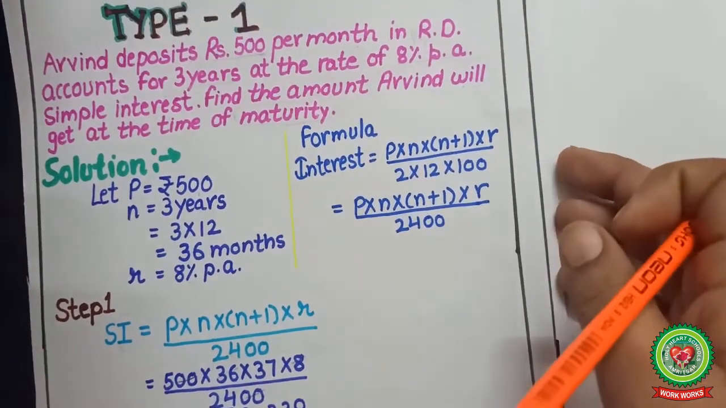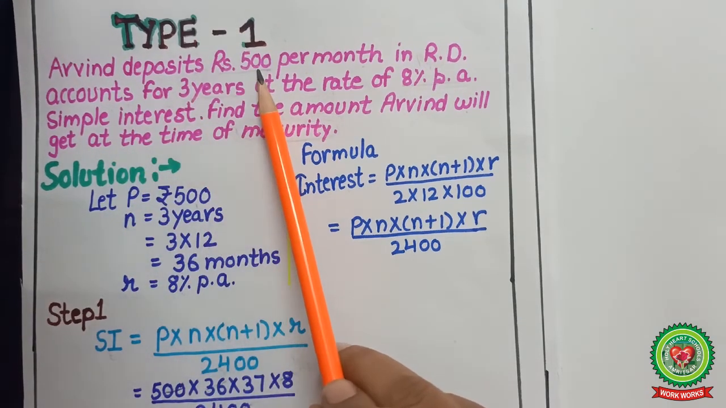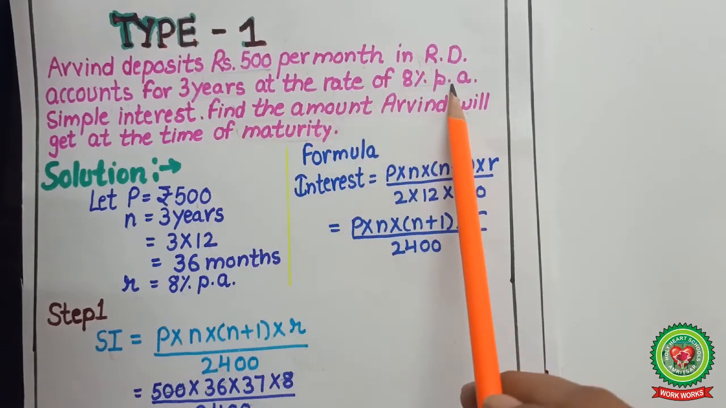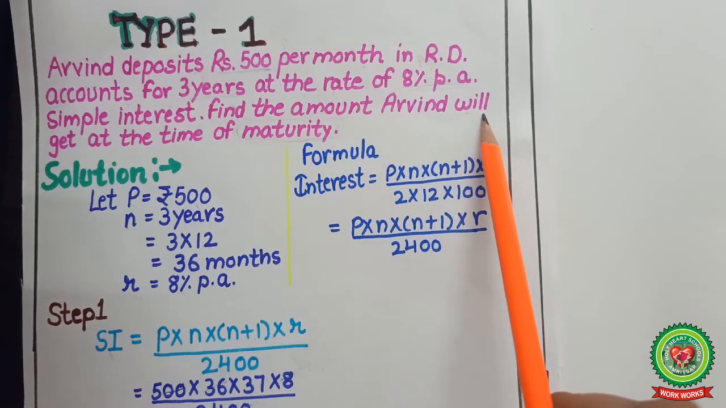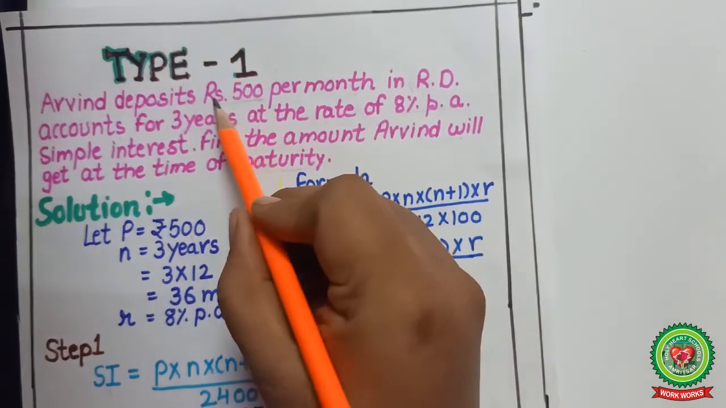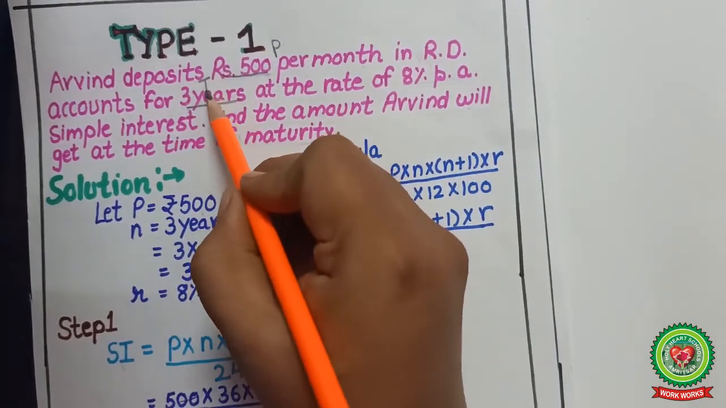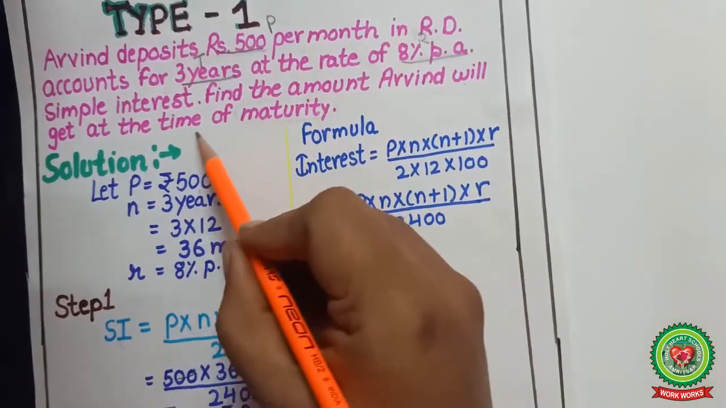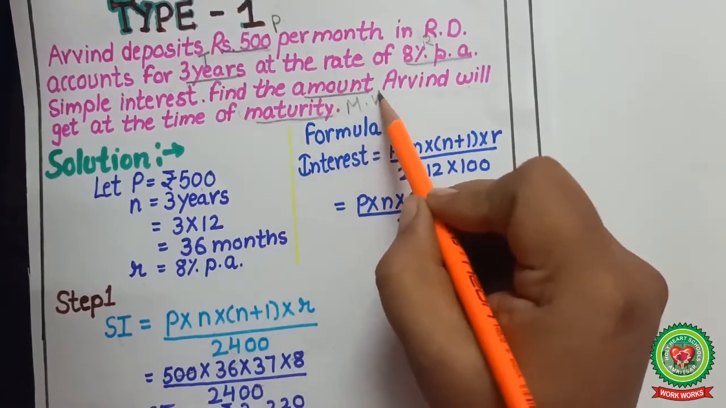Now, we will discuss its first type. Statement is, Arvind deposits rupees 500 per month in an RD account for 3 years at the rate of 8% per annum simple interest. Find the amount Arvind will get at the time of maturity. In this statement, rupees 500 is principal, 3 years is our time and 8% per annum is our rate. What we are going to find? Amount, that means maturity value.